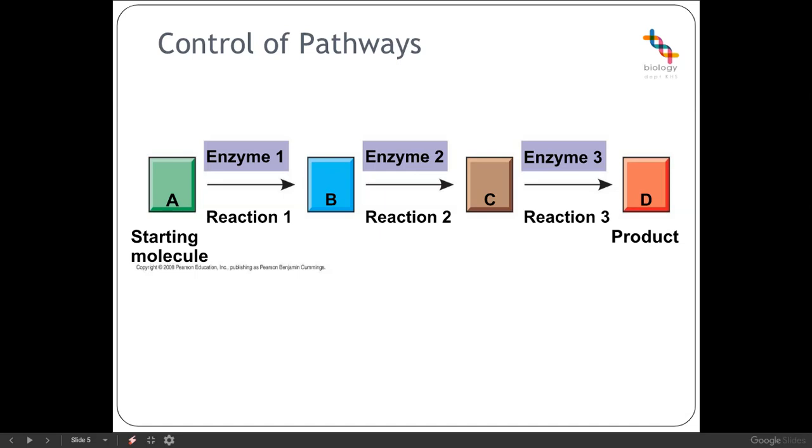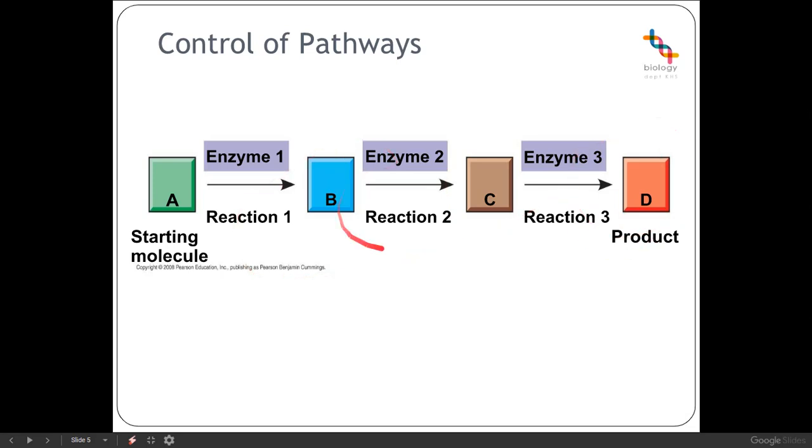So a control of a pathway might involve specific enzymes breaking down specific molecules and the products of that reaction being used for a further reaction until we can eventually reach our end product, such as here where we've started off with molecule A and we've gone through 3 different reactions catalysed by different enzymes until we've reached our final product here. This is obviously a very short and simple pathway.